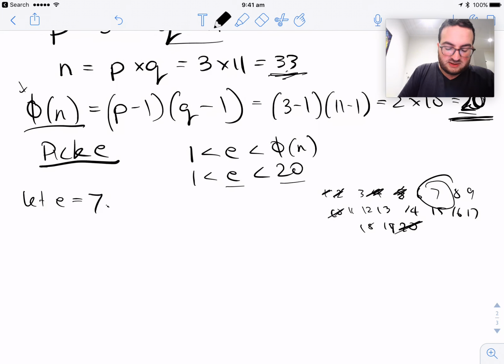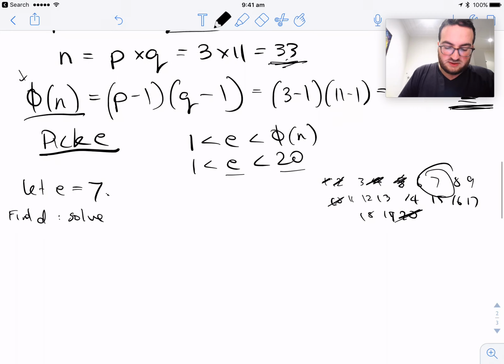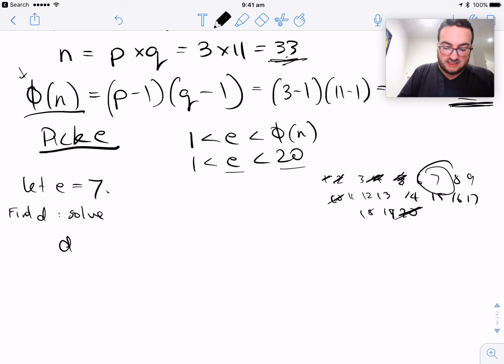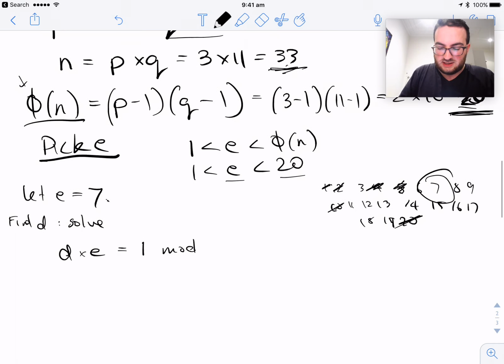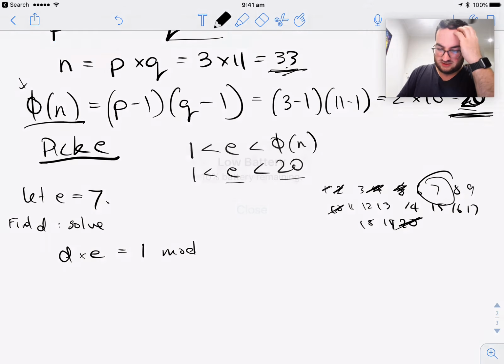Now we need to figure out our private key. So our private key, that's d. To find d, we need to solve this equation, which is d times e, when divided by 33, the remainder should be 1. So the way we write that is 1 mod... why did I say 33? Silly me, it's actually not that. I'll just write this math here so you can see the formula.